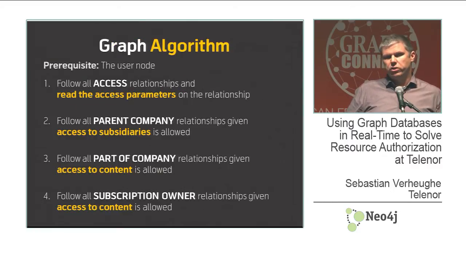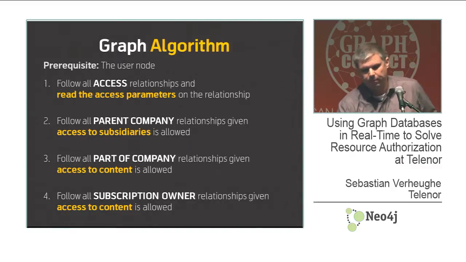Okay, so based on the information, you have the structure that you traverse. These are the allowed relationships to follow and the directions. And in addition, you have the rules that you have to apply. Then you have the algorithm. This is the algorithm we want to implement in your project.